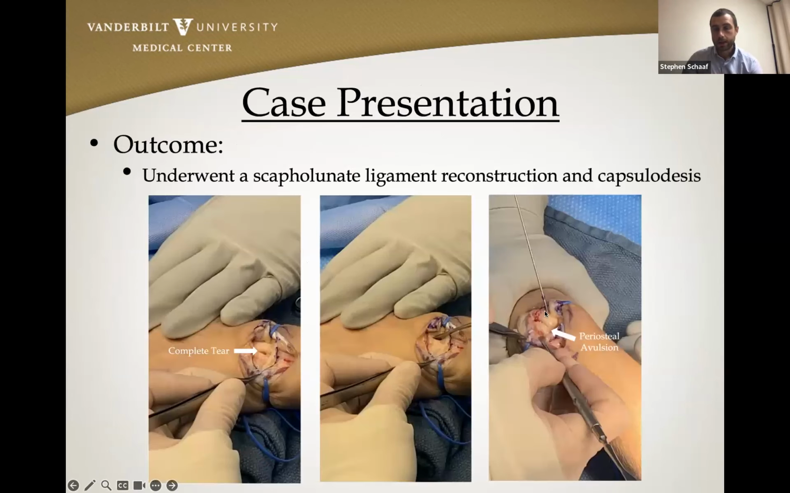And so to finalize this case, this patient went back to plastic hand surgery, and they took her to wrist arthroscopy, which did confirm the complete tear of the scapholunate ligament, as well as that periosteal avulsion that we saw in the ultrasound. They ultimately underwent a successful scapholunate ligament reconstruction with capsulodesis.